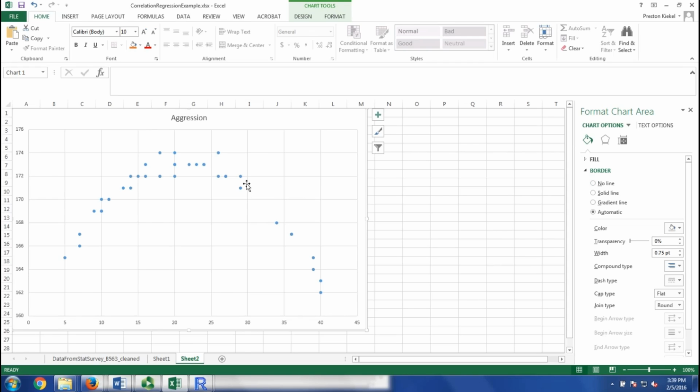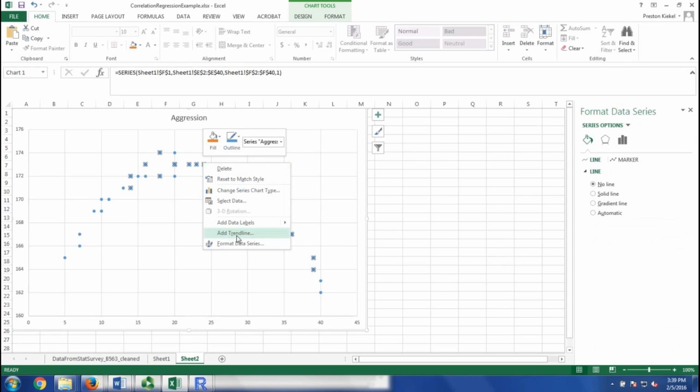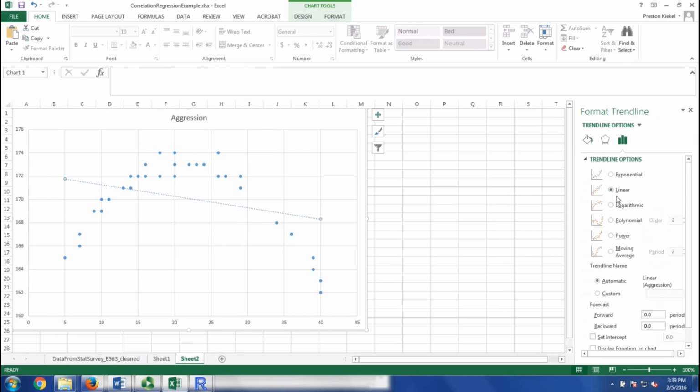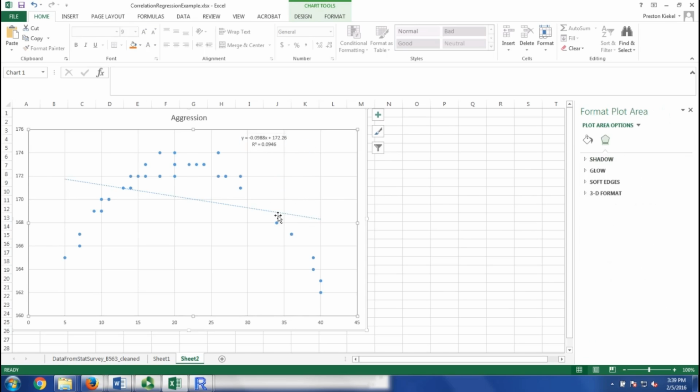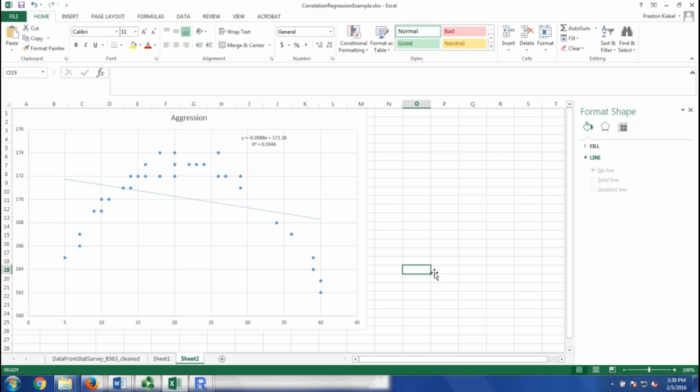I can show that by adding a trend line. Click anywhere on the dots, right click, add trend line. A linear relationship here has a low R squared, 0.09. There is an obvious pattern in this data set, but it's not a strong linear pattern. It goes down, but only just a little bit.